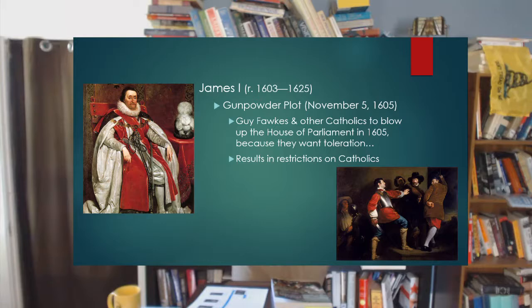There's a famous attempt to blow up Parliament in November of 1605. This is the famous gunpowder plot. Back then, you could rent the basement of Parliament for like a party or like a meeting. So some Catholics rent this, and they plan to blow up Parliament. Guy Fawkes is the guy that kind of gets captured, and this basically results in restrictions on Catholics.